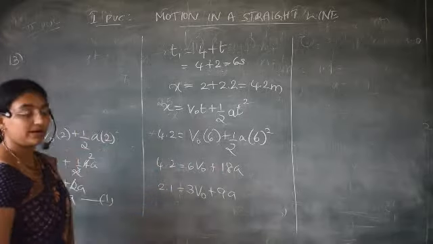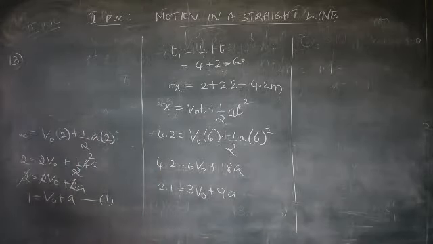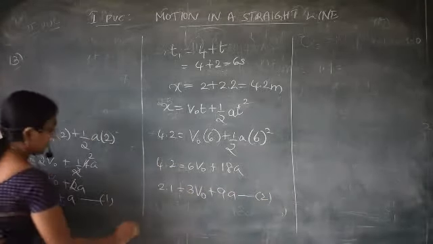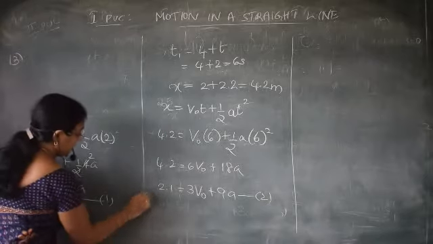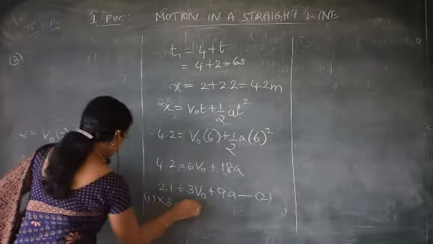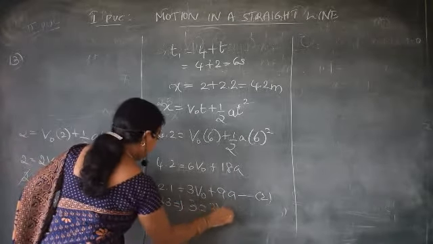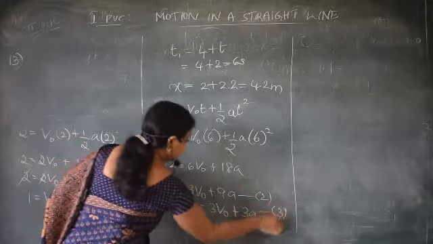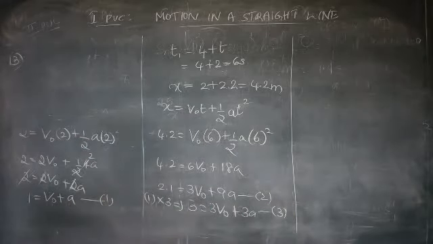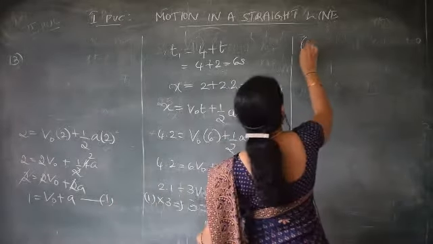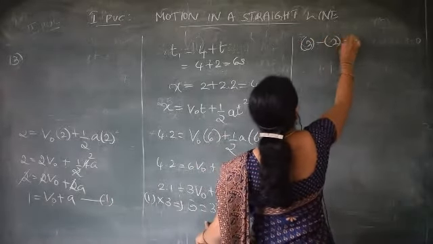All these are divided by 2. Okay, so we get this answer. Let it be equation number 2. Let us multiply equation number 1 by 3. That implies 3 is equal to 3 V0 plus 3A. Let it be equation number 3. So, can we subtract? Yes. Equation number 3 minus equation number 2.